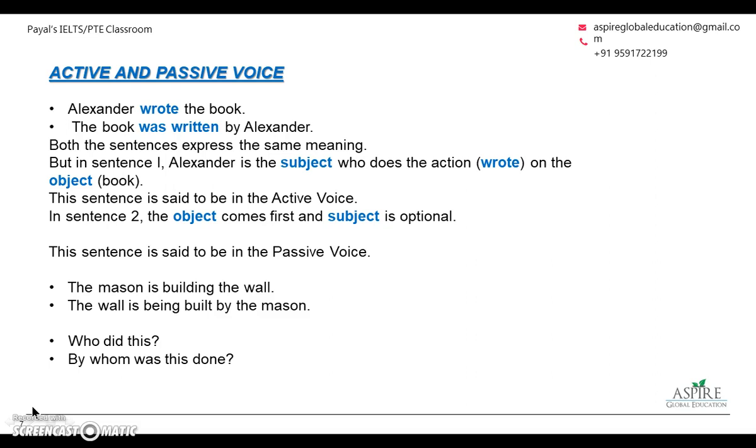Okay, so let's try to change few active voice sentences to passive voice and vice versa. The mason is building the wall. The wall is being built by the mason. Who did this? By whom was this done?